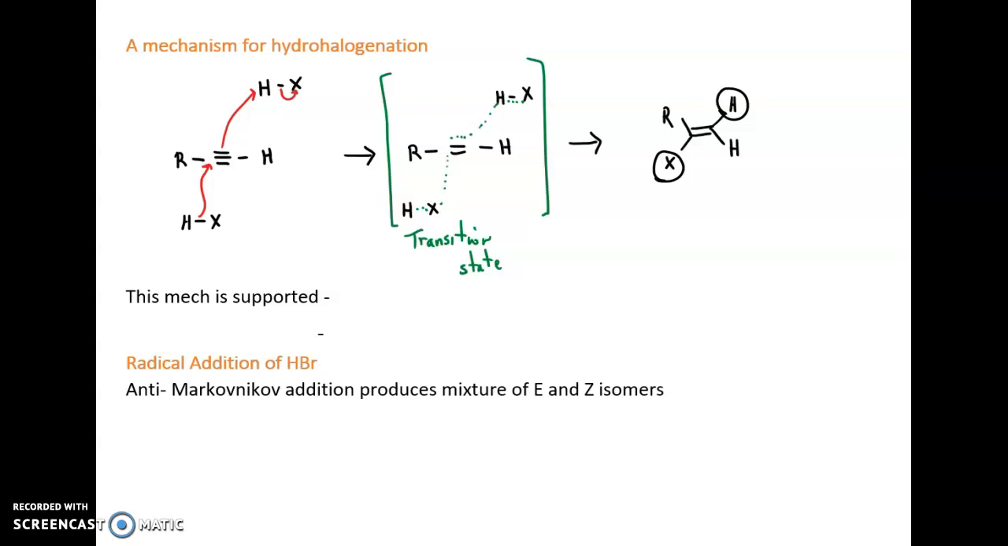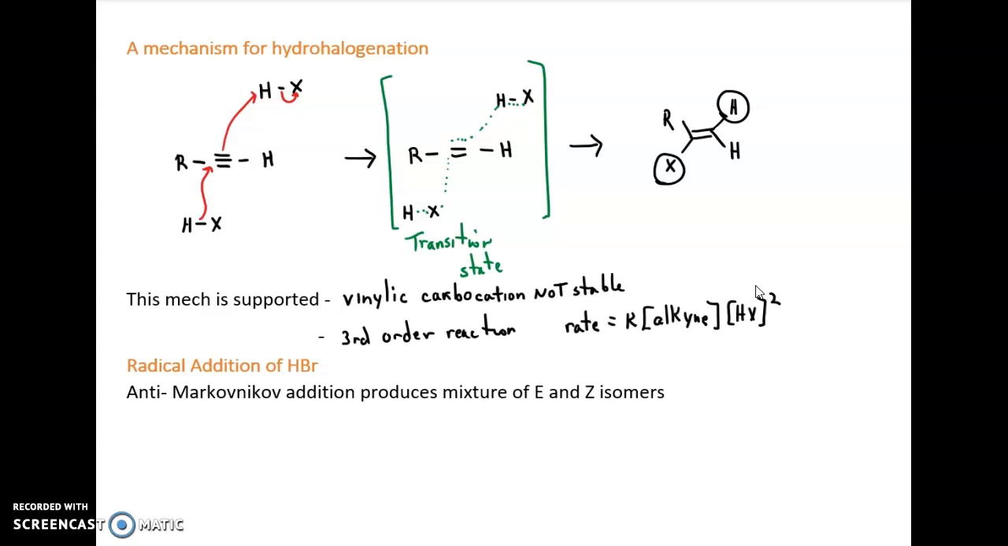So this mechanism is supported by a couple things. The vinylic carbocation is not stable, so we don't see this kind of structure where we have a positive charge at the end of a double bond. That just doesn't happen. The next thing is that it has third order reaction kinetics. The rate is dependent on the rate constant times the concentration of the alkyne times the square of the concentration of the hydrogen halide.